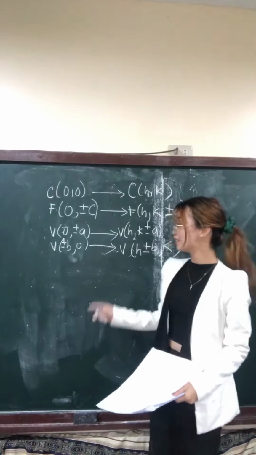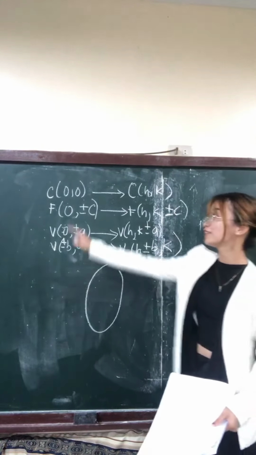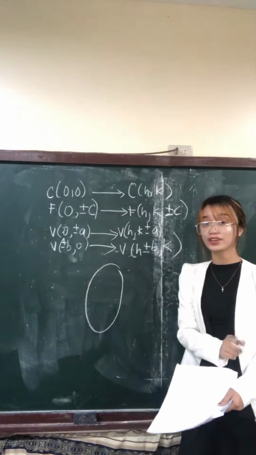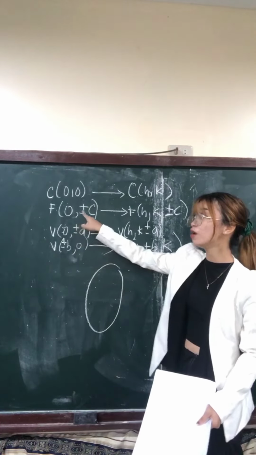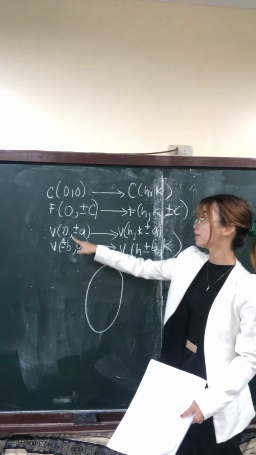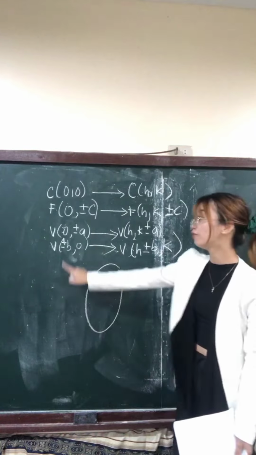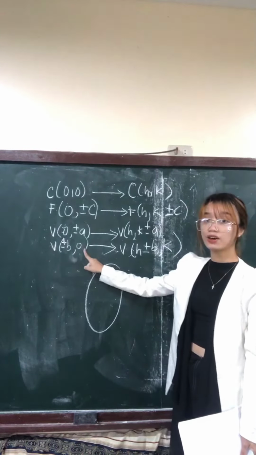So now, for this vertical ellipse, we have the coordinates for the center of 0, 0. And for the coordinates of the foci, we have 0, positive and minus c. And we have the major vertices of 0, positive and minus a. And for the minor vertices, we have positive and minus b, comma 0.